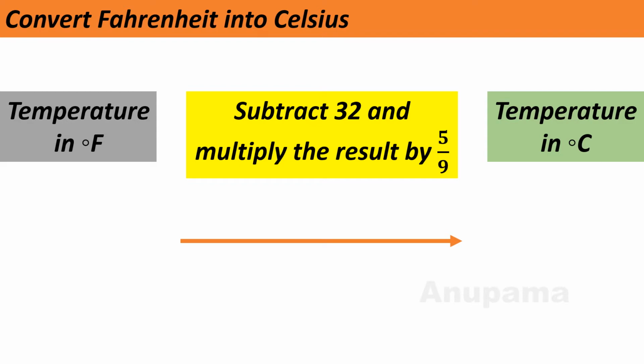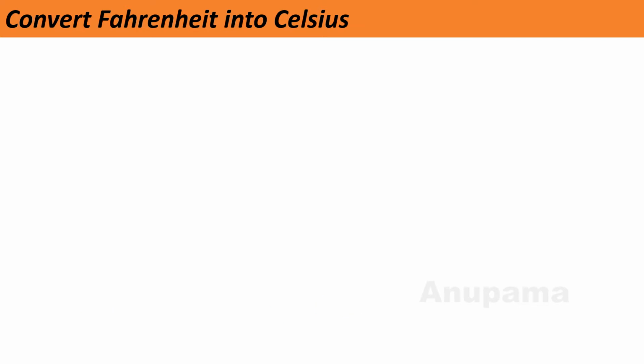Now we can write it as a formula also. It is like this. If we need to find the temperature in degrees Celsius, the formula is temperature in degrees Fahrenheit minus 32 in a bracket. It means at first we need to subtract 32, then the result will be multiplied by 5/9. So it is a formula to convert Fahrenheit into Celsius. Let us do a few questions.